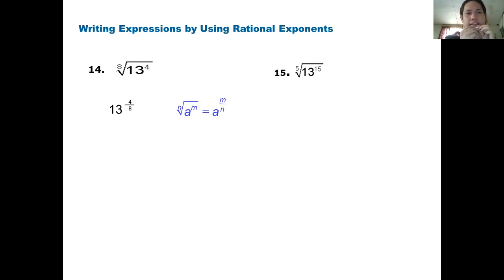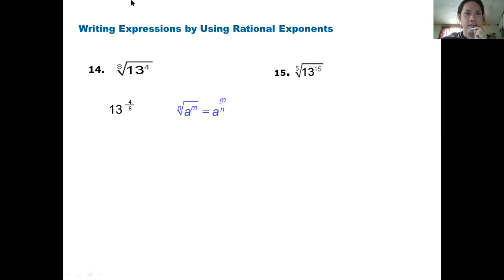So to rewrite the eighth root of 13 to the power of 4, what will you do, class, is rewrite it in rational exponent form. The radicand remains as your base, as I said a while ago. So your base is 13, so copy 13. The exponent of your radicand will be the numerator in the fractional exponent form. That's why we have 4 there as your numerator, and your index is your denominator. Just follow the pattern highlighted in blue. So we have 13 to the power of 4 over 8.